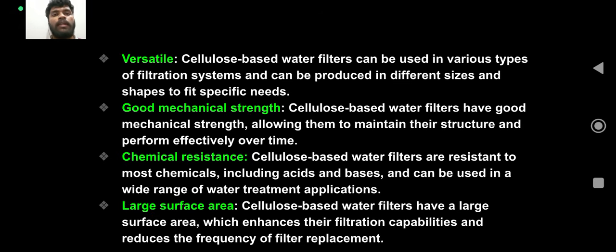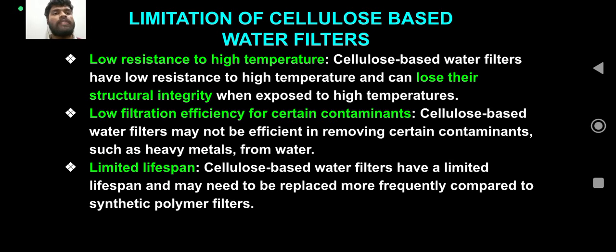And the chemical resistance. Cellulose-based water filters have resistance to most chemicals, including acids and bases, and can be used in a wider range of water treatment applications. Large surface area. Large surface area means it can filter a large amount of water. That's it. And limitation of cellulose based water filters.